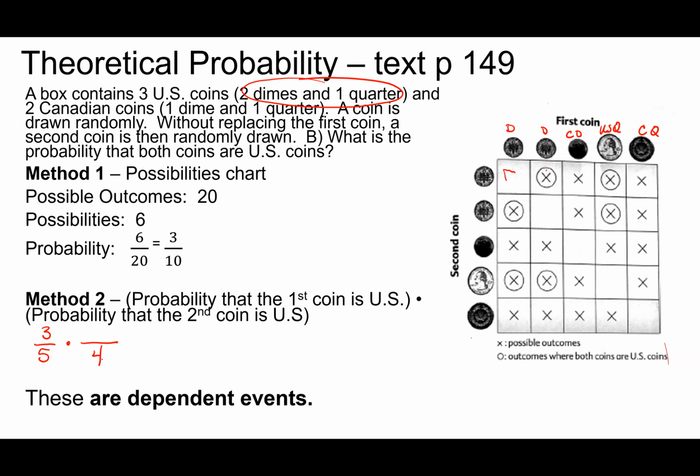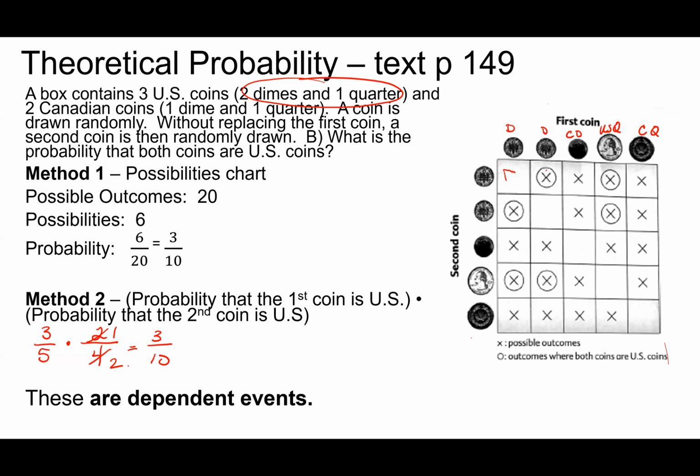Now, remember that the coin that we took out was a US coin. So how many US coins now do we have in the box? Annie? 3. We started with 3. We took 1 US coin out. What is it? 2. Good. Okay, so now we're going to multiply 3/5 times 2/4 or 1/2. What's our probability? Should be the same, you guys. Yep. Which is what, Finn? 3/10. Good. We can do some cross canceling there to get to 3/10.